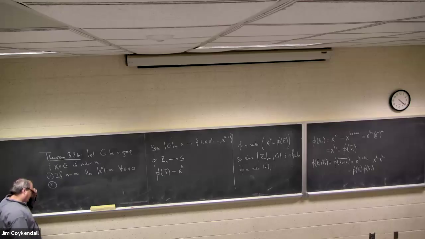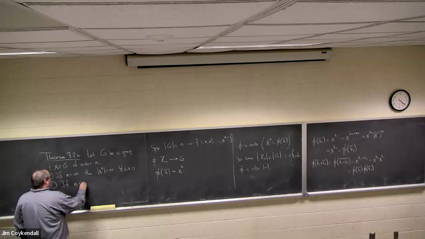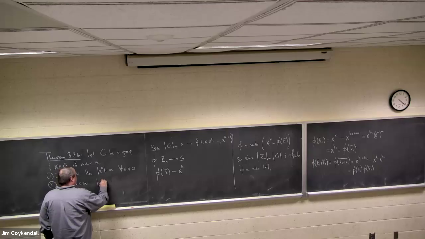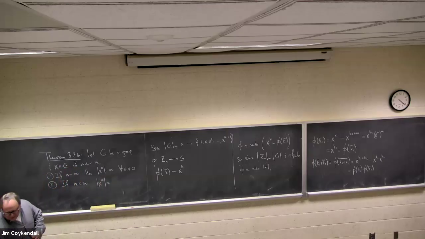Number two, if n is less than infinity, so if it's a finite number, then the order of X to the A is n over the GCD of A and n.